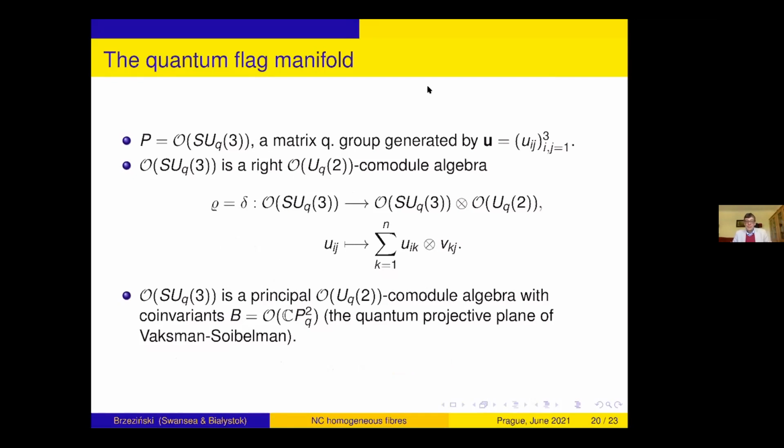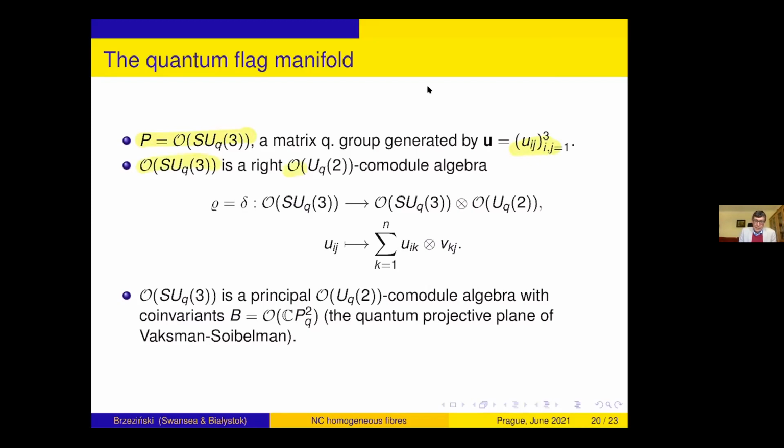Okay, so the second example is the same quantum flag manifold. Now P is SUQ3. So far I described H and I described X, but I haven't yet said what A is and what P is. For P, we take SUQ3, the standard Woronowicz matrix quantum group. It's generated by a 3x3 matrix and some standard relations.